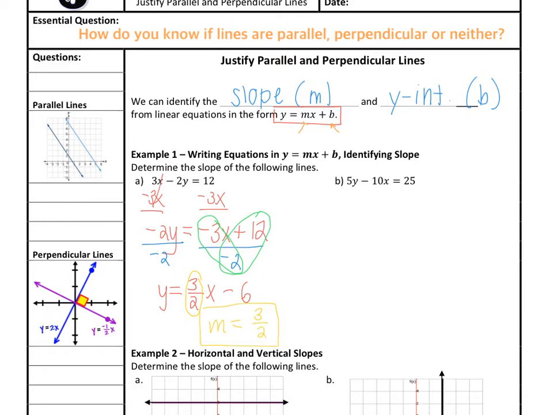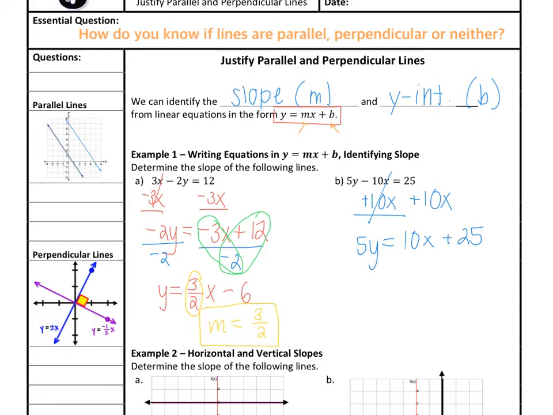Please don't write 3 over 2x. That's not the slope. The slope is just the coefficient in front of the x. So that's why I wrote 3 over 2. All right, let's try the one on the right here: 5y minus 10x equals 25. My goal is to get y by itself, so I'm going to take this 10x and move it to the other side. What I'm left with is 5y equals 10x, and I have a positive 25.